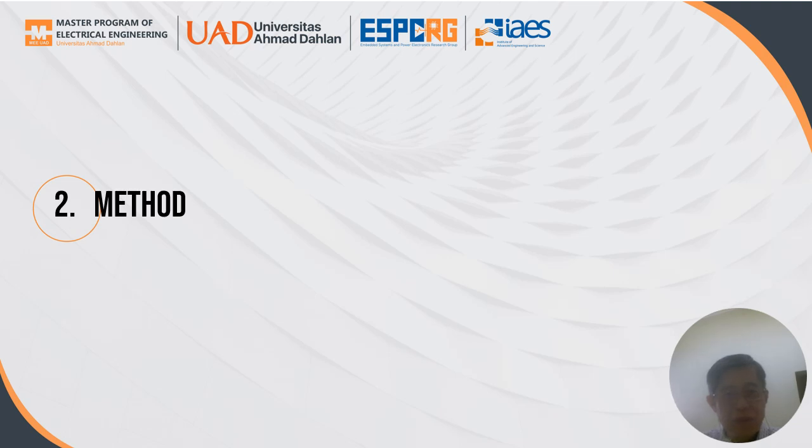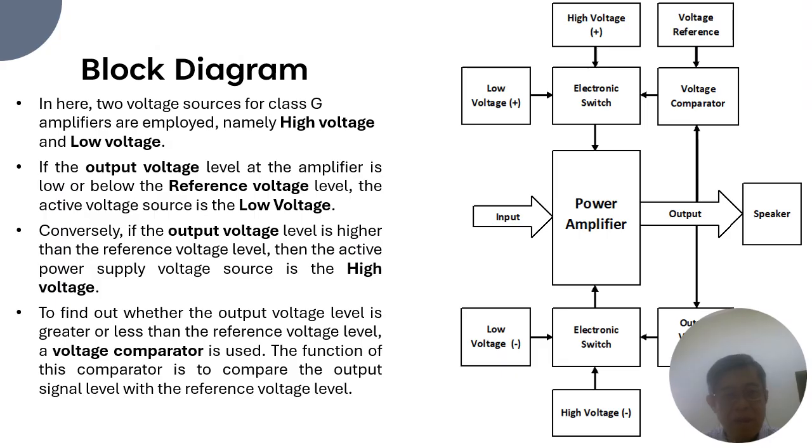In this section, we would like to present the block diagram and the description of how the proposed system can achieve the goal. Here, two voltage sources of the Class G amplifier are employed, namely high voltage and low voltage. So here we have a high voltage block and a low voltage block.